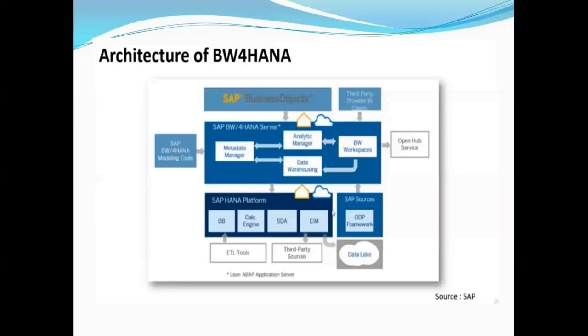Apart from that, we have a concept called Open Hub Services. What is the scope of Open Hub Services? Open Hub Services is basically used to extract data from BW. You can export the data from BW itself to another table, another flat file, or a third party tool. So this is the basic architecture of BW for HANA.